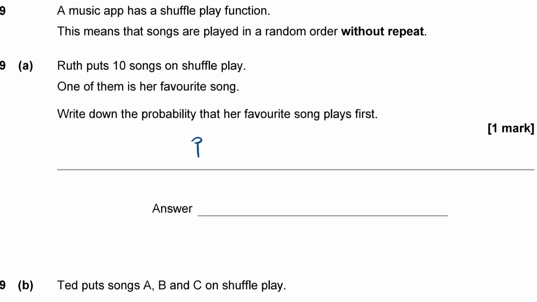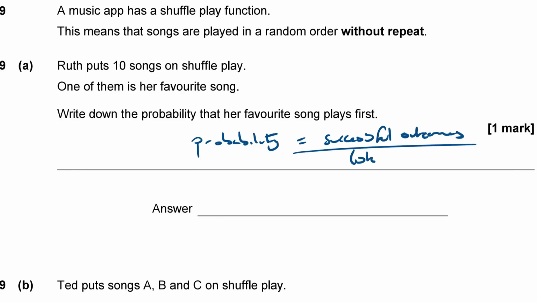Okay, so probability is defined to be successful outcomes divided by total outcomes, isn't it? Now, if I'm picking a song at random from 10 songs, then my total outcomes is going to be 10. She's only got one favourite song, so for this to be successful, we need to pick her one favourite song out of the 10 songs. So the probability that it picks her favourite song first is going to be 1 out of 10.